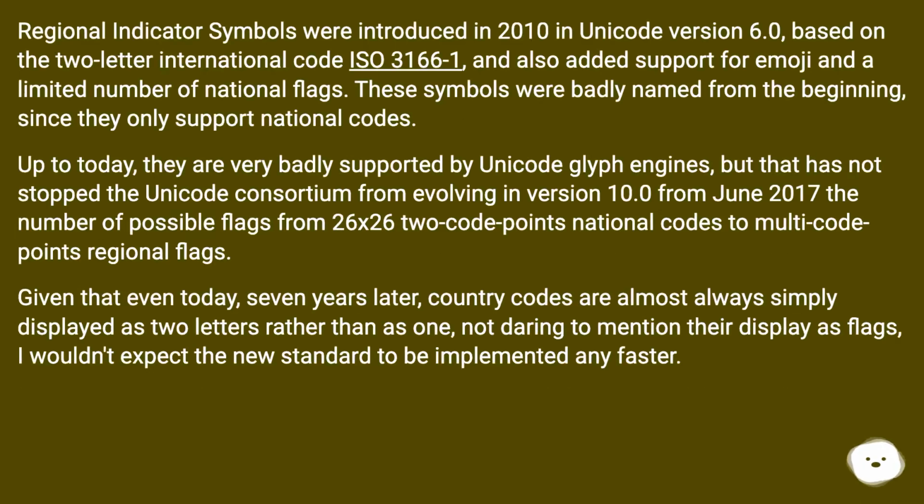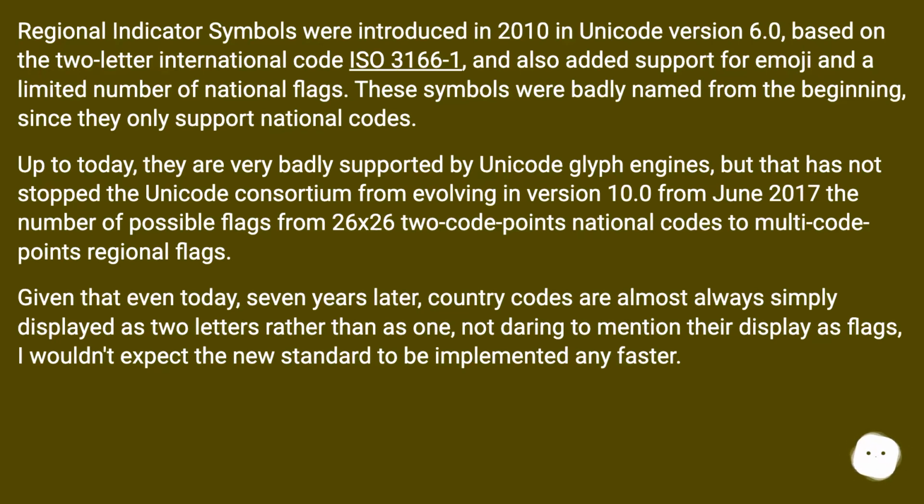Regional indicator symbols were introduced in 2010 in Unicode version 6.0, based on the two-letter international code, ISO 3166-1, and also added support for emoji and a limited number of national flags. These symbols were badly named from the beginning since they only support national codes. Up to today, they are very badly supported by Unicode glyph engines, but that has not stopped the Unicode consortium from evolving in version 10.0.